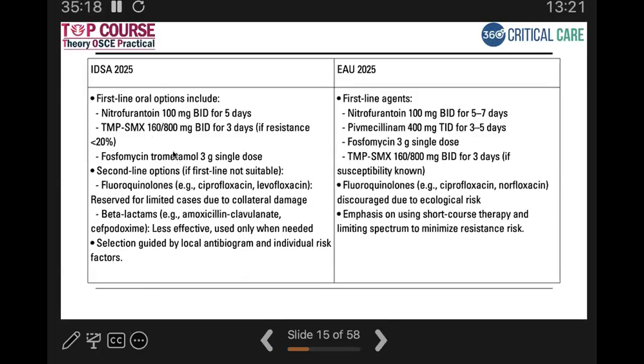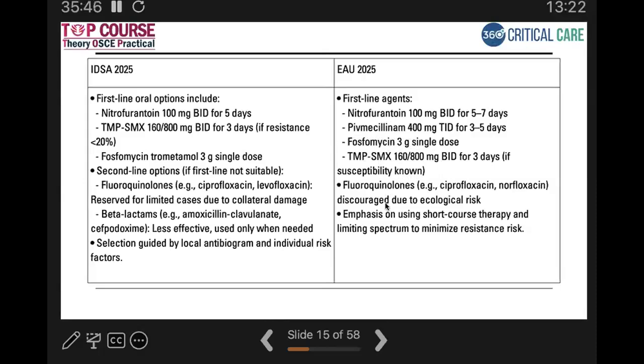Nitrofurantoin, fosfomycin, and Septran form the major choice. Similarly, the European guidelines also suggest nitrofurantoin, pivmecillinam, fosfomycin, and Septran. Pivmecillinam is a beta-lactam antibiotic with the same penicillin binding protein mechanism of action only. There is an active moiety called mecillinam, I believe. I don't remember the exact name. It's mecillinam, which is a beta-lactam antibiotic.